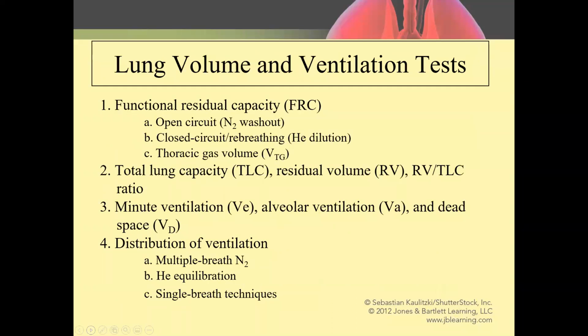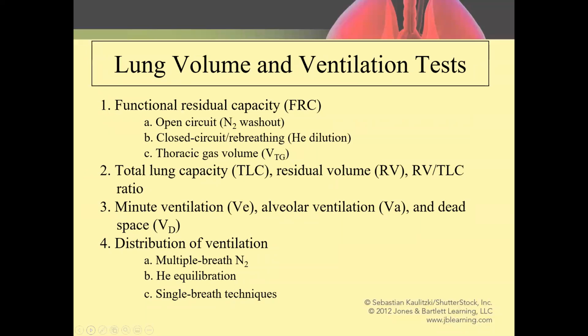More on lung volumes and ventilation tests, so functional residual capacity tests. The new learners will ask, well, if you can't exhale functional residual capacity, if you can't get it all out, how do you measure it? Many of us have learned, maybe all of us have learned, this part maybe review, there are several tests that you can actually do, but it's basically an indirect measurement.